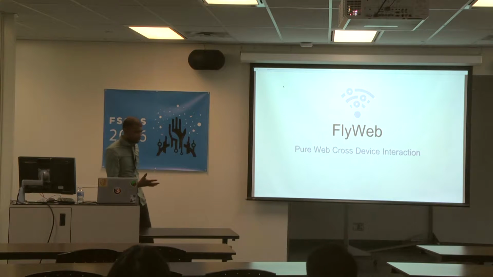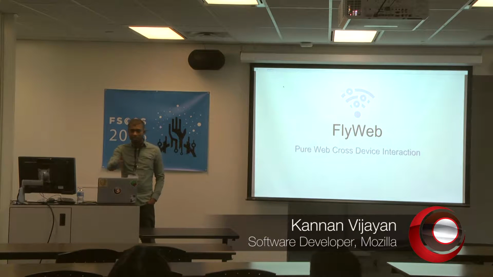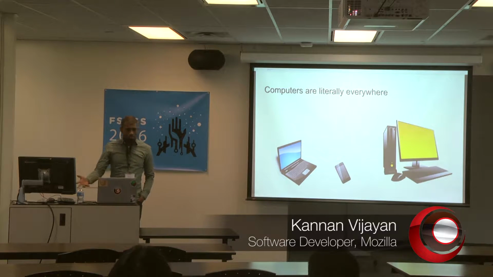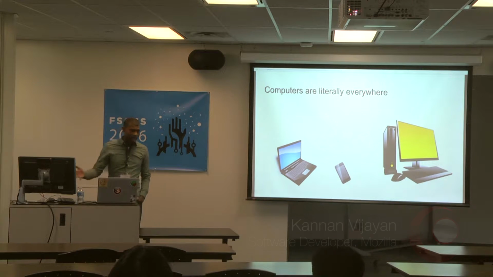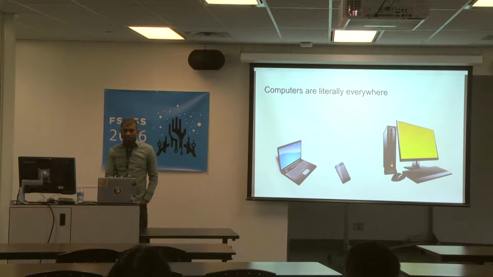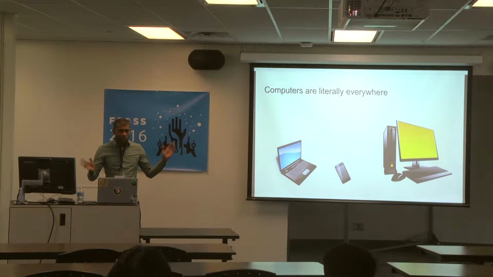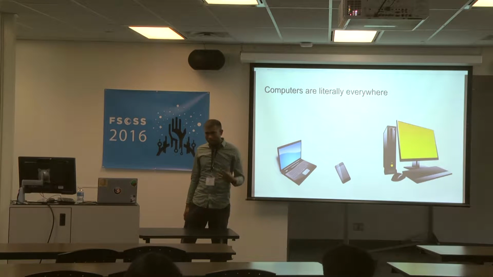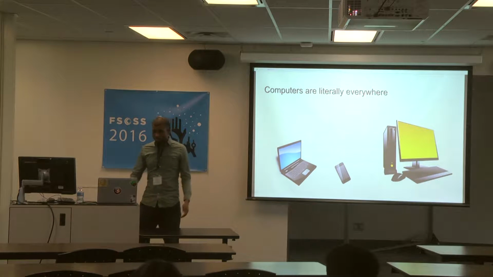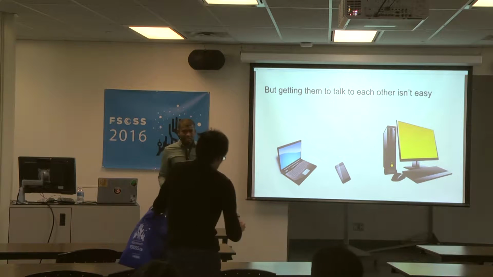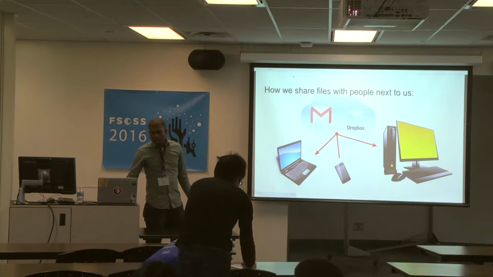So this talk is just generally structured as problem statement and then how FlyWeb addresses that. Literally everywhere these days, all of you have a smartphone. And between that and your laptops and desktops and the whole smart devices and Internet of Things stuff happening now, we anticipate that the things are everywhere. And getting them to talk to each other, it still isn't easy, right?